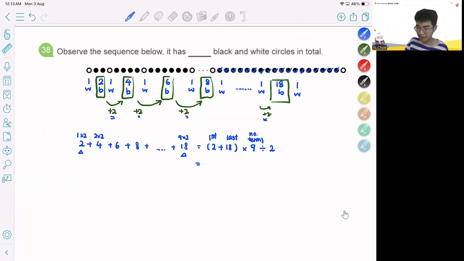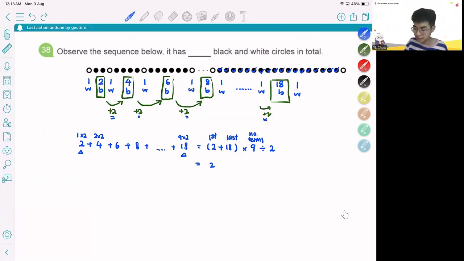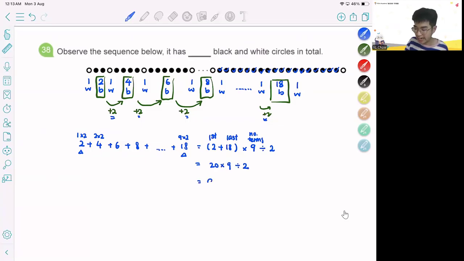Okay, and that will give you 20 times 9 divided by 2, which is 90. So there are 90 black circles in total. How many white circles are there? Now, you can think about it in two ways. Every time I have a term, I pair it with one white. I have a term in the arithmetic sequence, I pair it with one white.